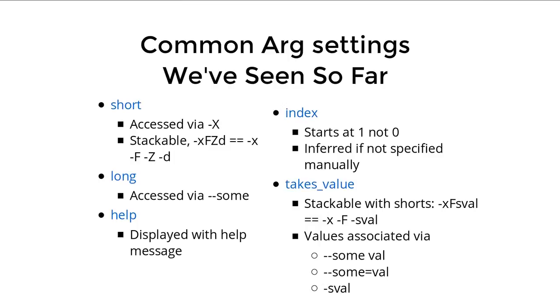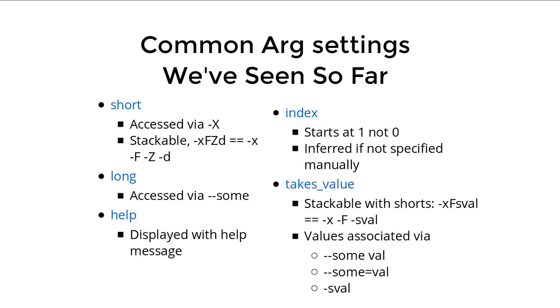So out of the few examples we've seen already, we've already seen short, long, help. We've seen index, kind of, and takes value. What these actually do is the short gives it your single hyphen value, or your single hyphen accessor, which are also stackable. If you have multiple arguments that have a single hyphen accessor or a short, they can be stacked. So for example, the -xfzd is the exact same as supplying the -x, -f, -z, -d all together.